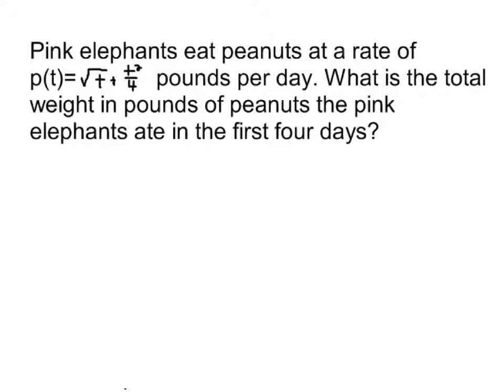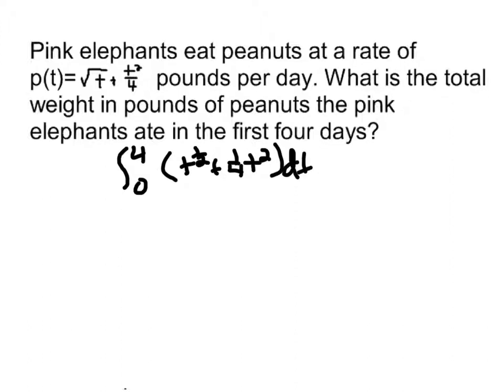So, in this problem, pink elephants are eating peanuts at a rate of the square root of t plus t squared over 4 pounds per day. What is the total weight in pounds of peanuts the pink elephants ate in the first 4 days? Regardless of what it is, if you give me a rate, I can integrate it to find the total amount. So, we're just going to set this one up, not do the integration. To find the total amount, it would be the integral from 0 to 4 of t to the 1/2 plus 1/4 t squared. I would integrate that, evaluate it, and have my answer.